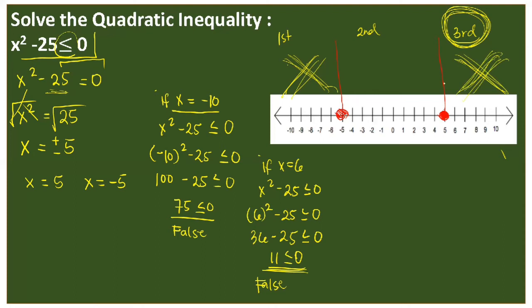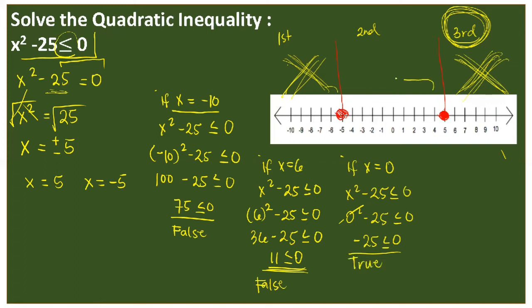So, let's try the second region. If x is equal to 0, then x squared minus 25 is less than or equal to 0. So, 0 squared minus 25 less than or equal to 0. We can cancel this 0 squared. The remaining is negative 25, which is less than or equal to 0. So, this one is true. Therefore, our solution set is here.